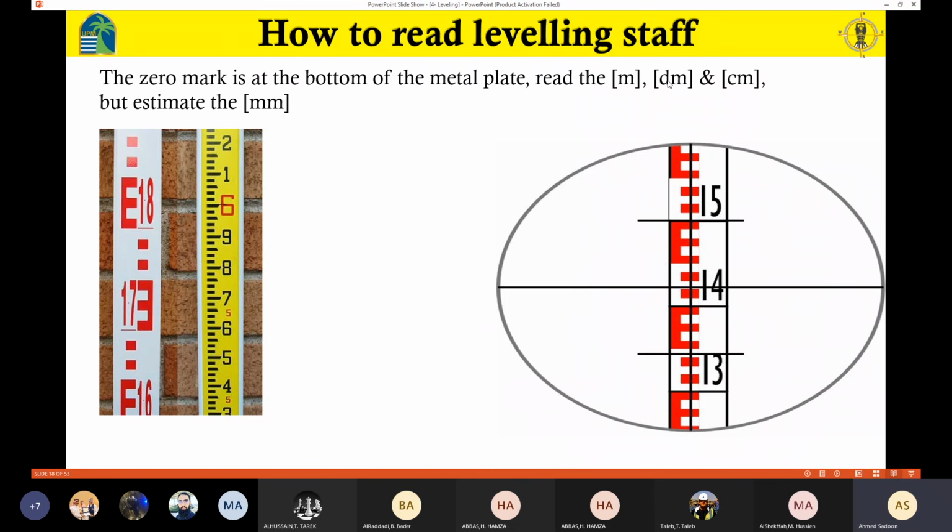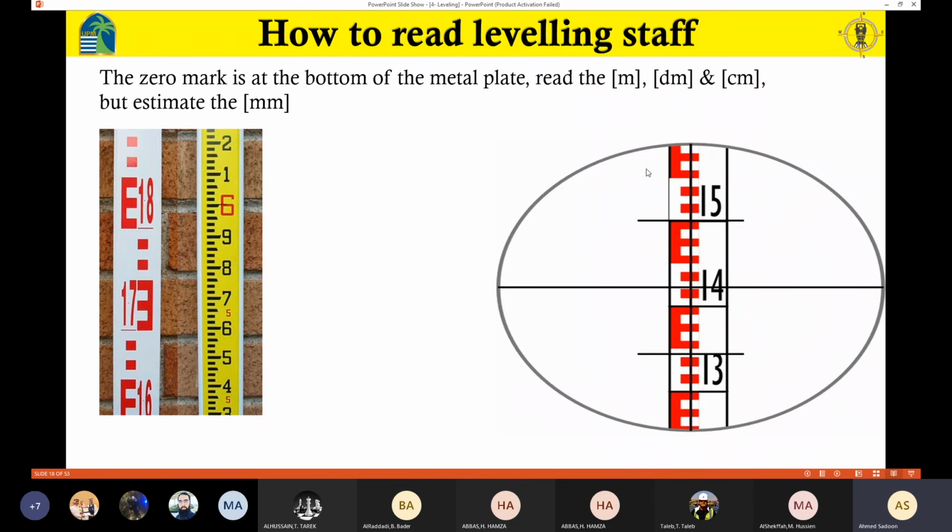Okay, if you want to convert this to meter, you need to divide by 10. This represents 1.4 meter. If you want to convert it to centimeter, you need to multiply by 10. So this one is 140 centimeter, and so on. So let's see how we can read the staff.